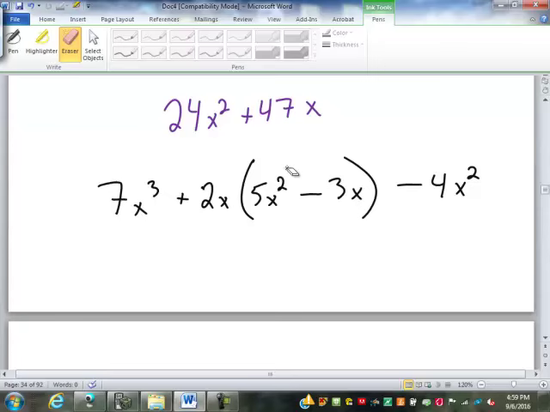So now as we step back in our levels of priority, there's no enclosing symbols. Now there's powers everywhere, but are any of them acting as an exponent? No, they're not asking us to do anything to a number, so we don't have to deal with those. So next we have multiplication and division. Do we have that? We sure do, right there. 2x times that set of parentheses.